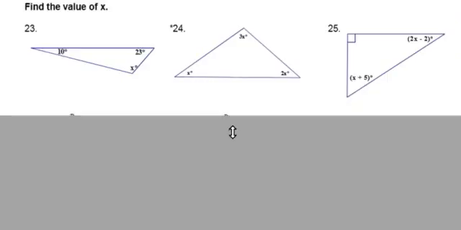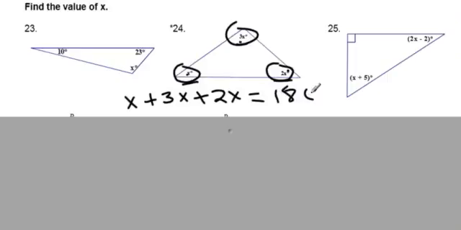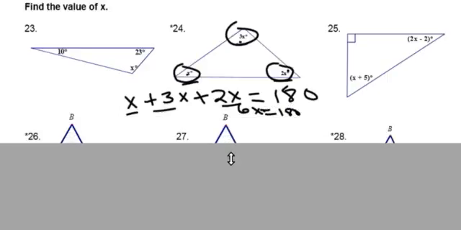Number 24, anytime you're given all three angles of a triangle and you're asked to find x or any of those angles, we have to use the triangle sum theorem that says the sum of all three angles, x plus 3x plus 2x, is 180 degrees. Combine my like terms: x, 3x, and 2x, that's 3 and 2 is 5, plus 1 is 6, so 6x equals 180. Divide by 6, and I'm going to get x is 30.